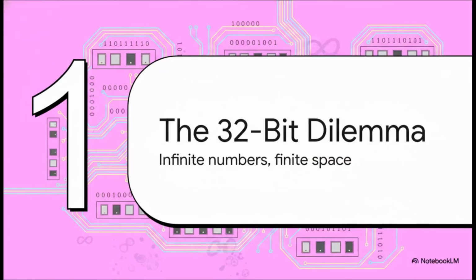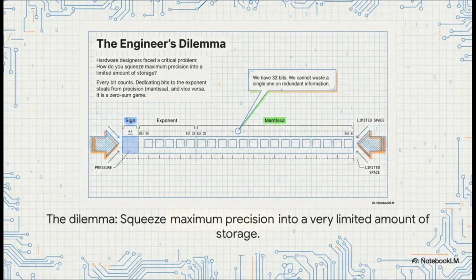How in the world do you represent an infinite spectrum of numbers, everything from the cosmically huge to the infinitesimally small, using a fixed, finite number of switches? In our case, just 32 tiny bits. This is the engineer's ultimate dilemma. With only 32 bits to play with, every single bit is precious real estate. It's a total zero-sum game.